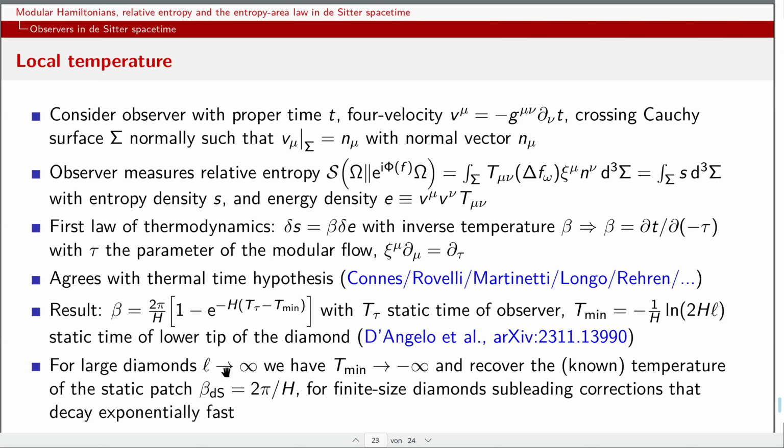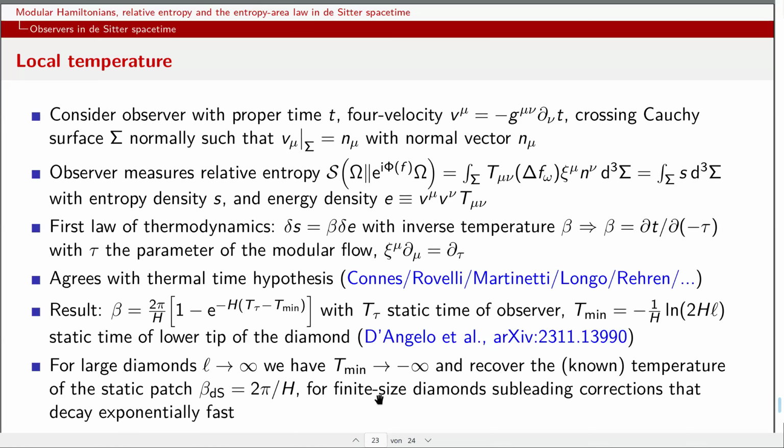Also, if we take the diamond now very large, we cover the static patch, so everything is very consistent. But the thing that this result tells you is that the temperature of the static patch really has an operational interpretation. It is really the temperature that an observer measures, just like the Rindler temperature is really the one that you would measure with an Unruh detector.